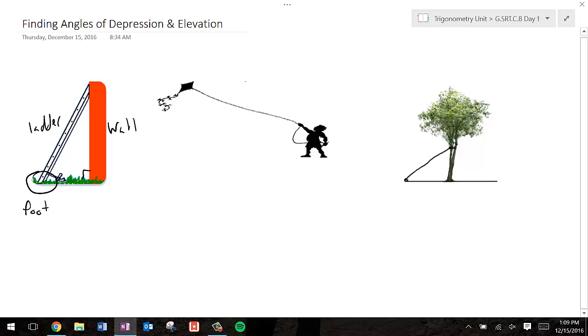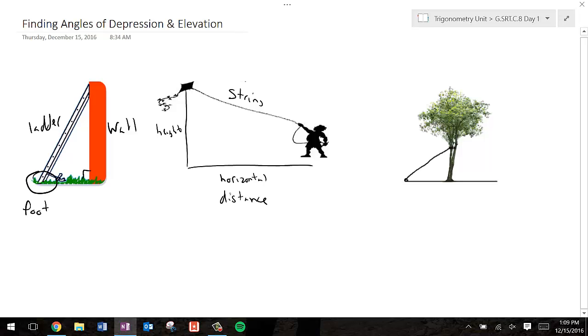Okay? The other one that you see a lot is a man flying a kite. So our string catches the kite. We refer to the distance from the ground to the kite as the height. And the distance between the kite and the guy would be the horizontal distance. Okay, thinking horizontal is left and right.